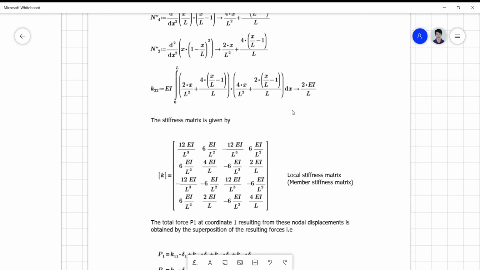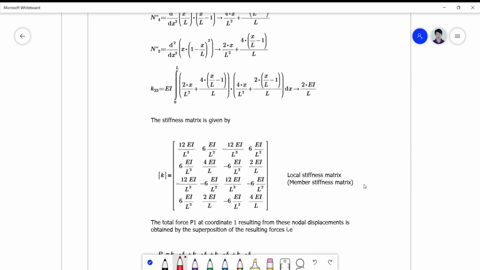In short, the stiffness matrix can be easily obtained by doing this procedure, and as you can see from a lot of references, the local stiffness matrix of a beam element which is oriented horizontally, meaning to say your theta equals 0, is this one.